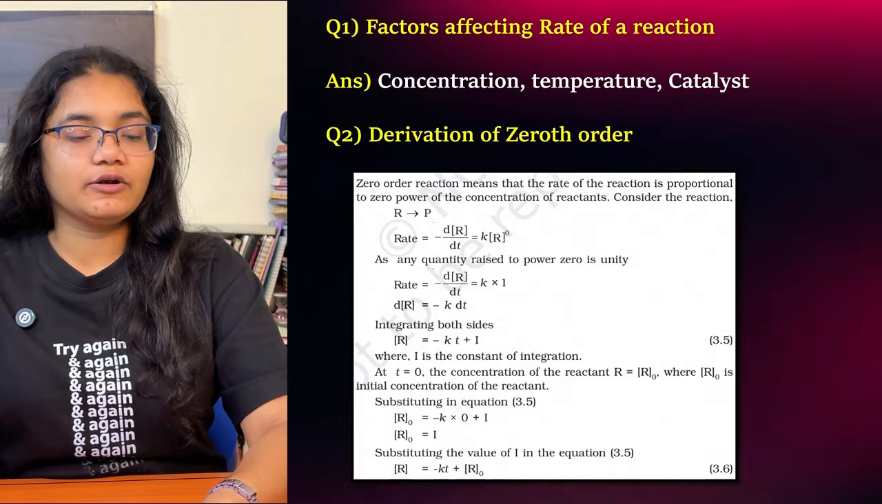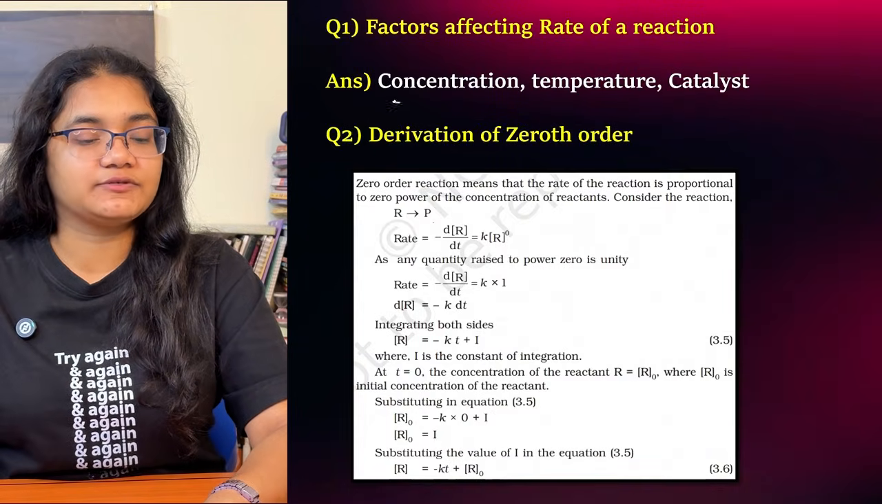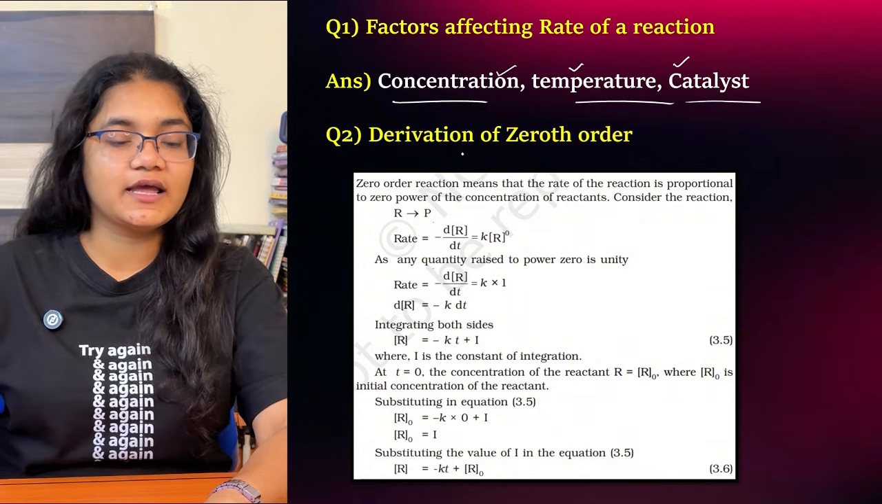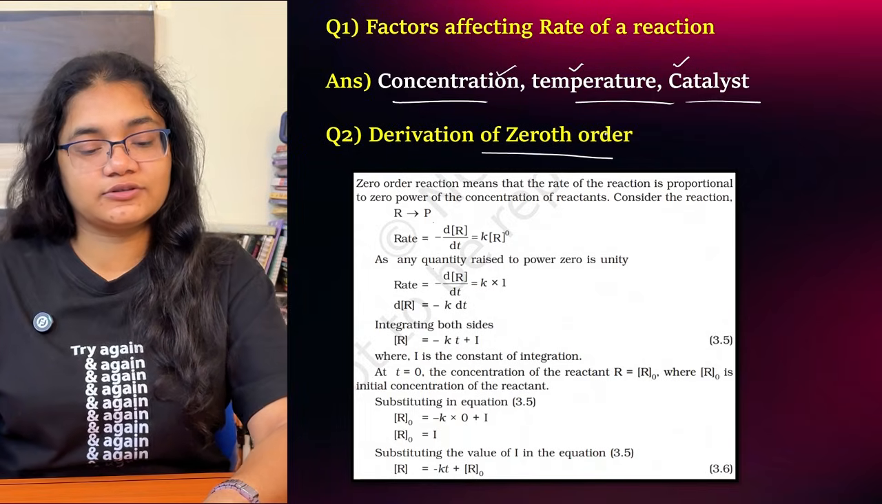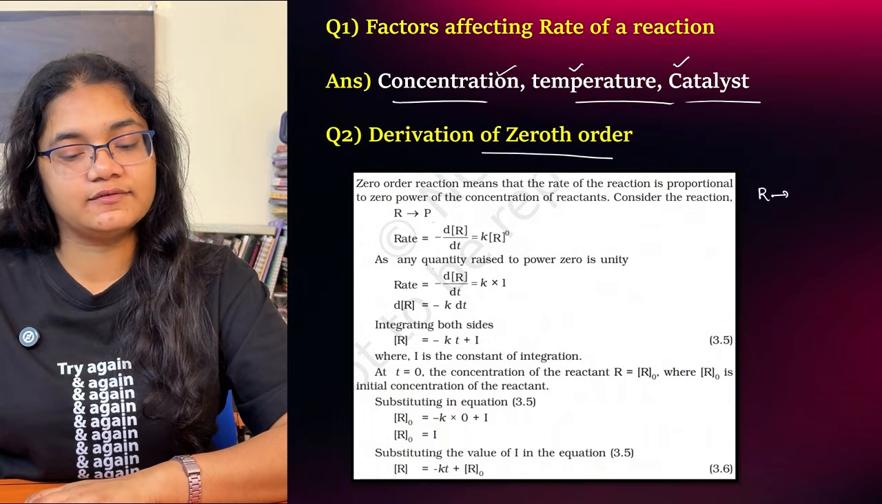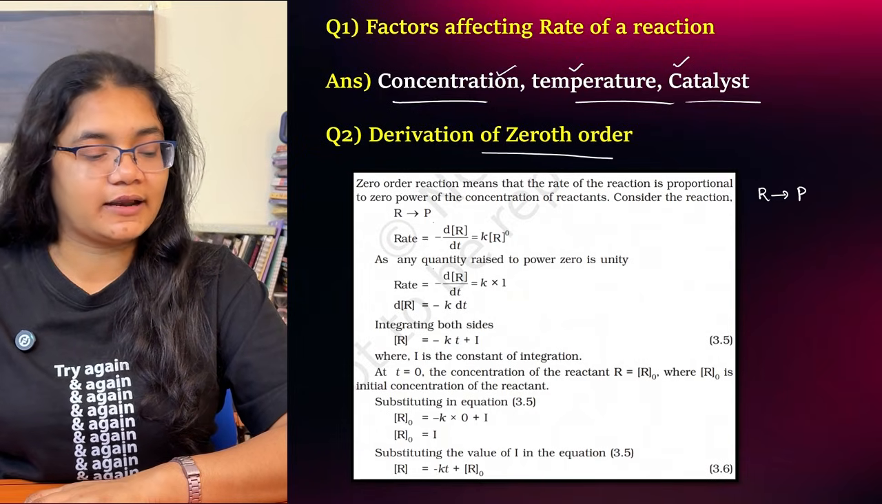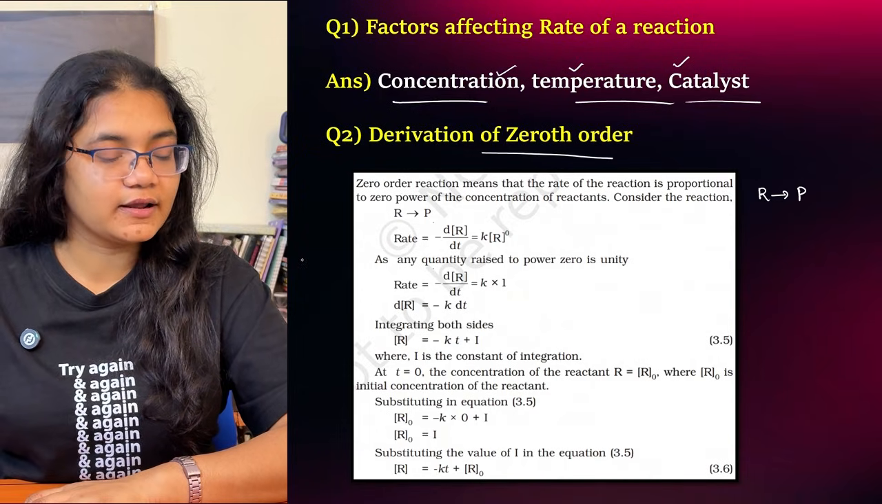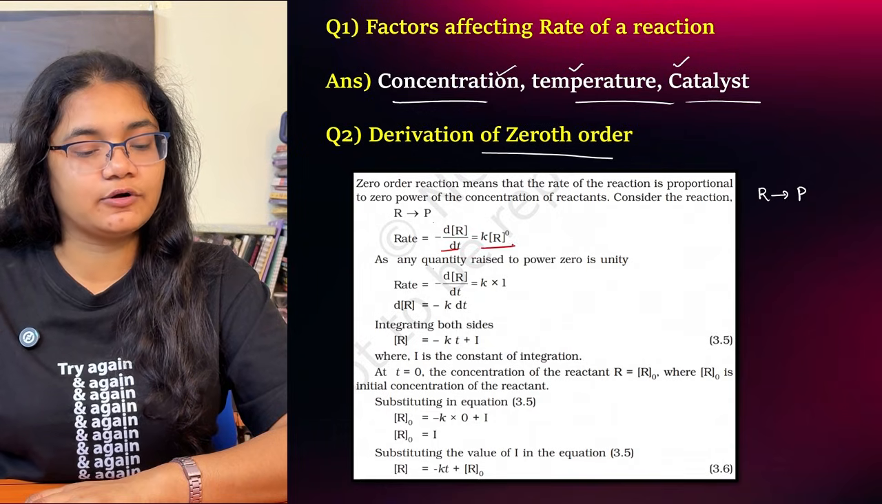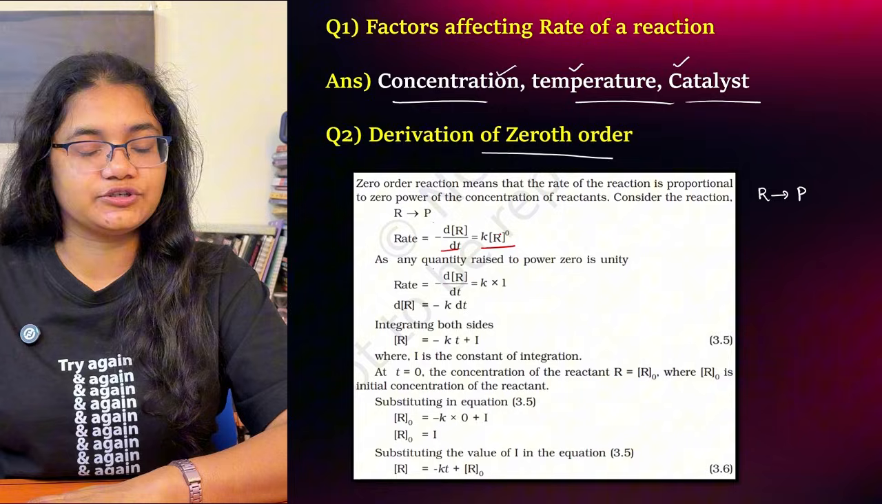Now moving to kinetics, the first very important question is factors affecting the rate of reaction: concentration, temperature, and catalyst. Next is derivation of zeroth order reaction. This I'll just explain in short. Suppose I have a reaction, R gives P. Then what can I write for that? See here, you can write rate is equal to minus dR by dt and rate is equal to k into R^0. So these two equations will be equal.